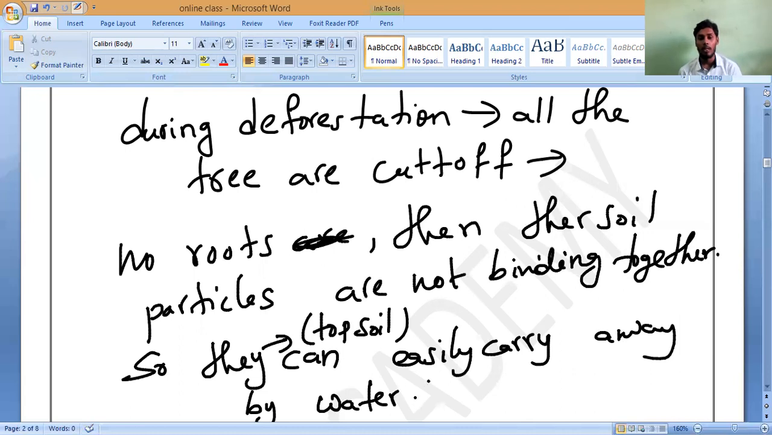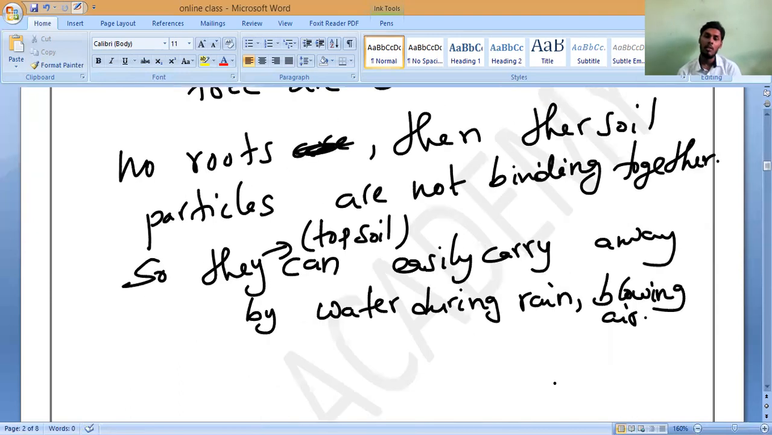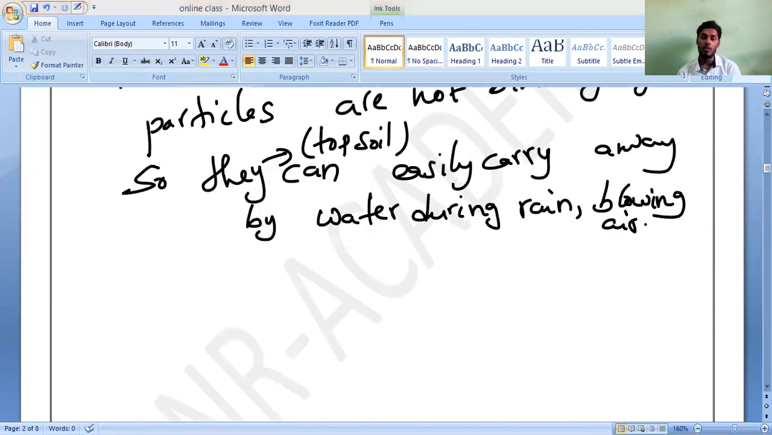Water during rain, as well as blowing air. Do you understand, Chaitanya? Yes, sir. So that carrying away of the topsoil is what we call soil erosion.